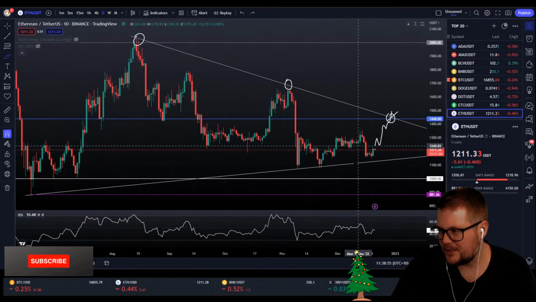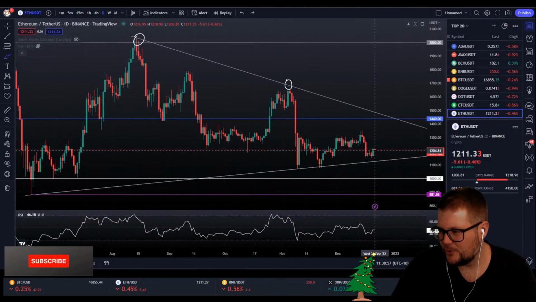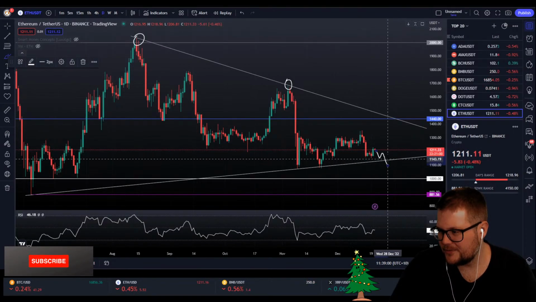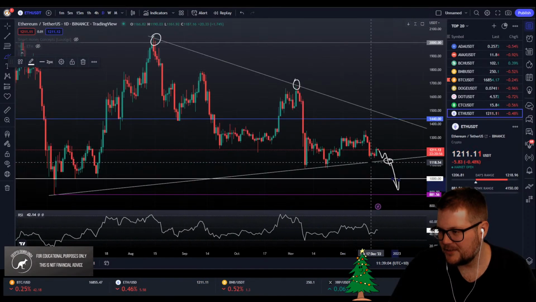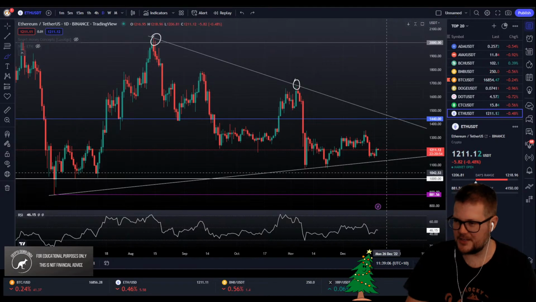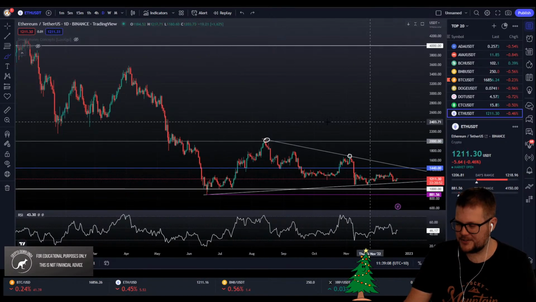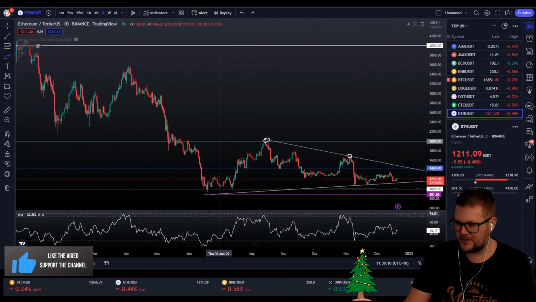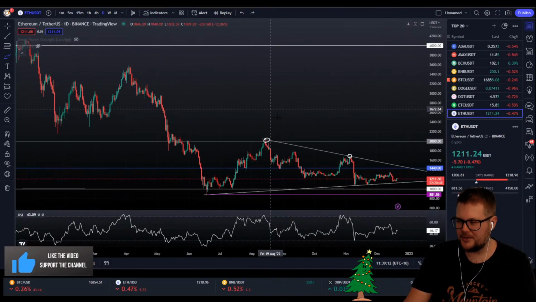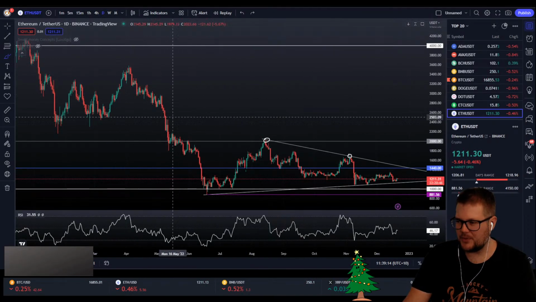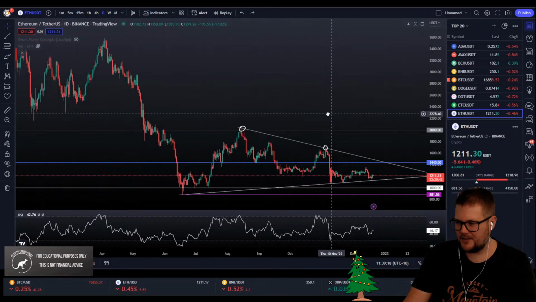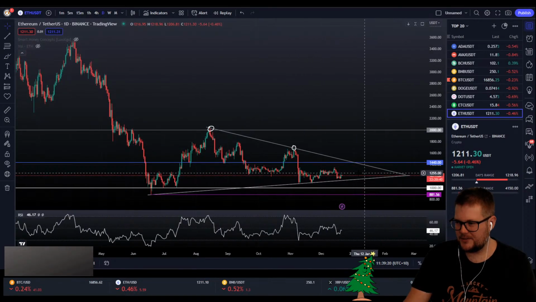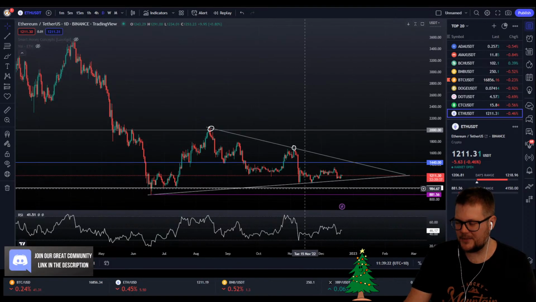We'll see what happens. For all we know, this could test support again and break down a lot sooner than we think. There's many scenarios there, but with this overall structure, there's no doubt Ethereum as well as Bitcoin are both squeezing down toward the end of the year. Something's got to give. Is it going to be the floor or is it going to be the ceiling?